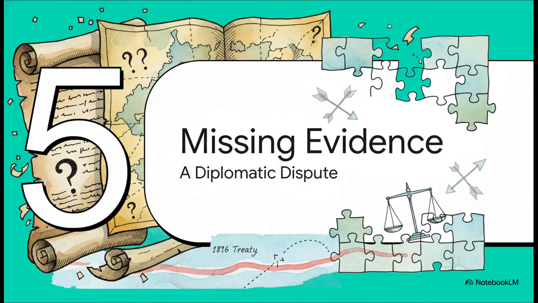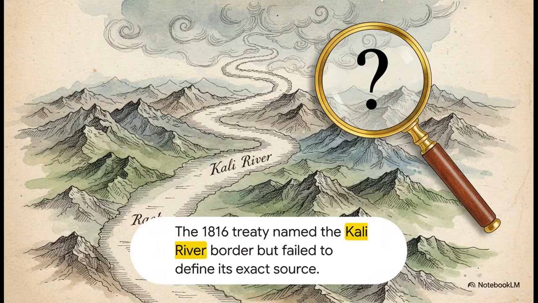But here is the catch. Section 5. The missing river evidence. A diplomatic dispute. This is the root of the whole modern dispute, a massive shortfall in our understanding due to a lack of explicit historical evidence. The 1816 treaty designated the Kali River, also known as the Mahakali, as the western boundary.